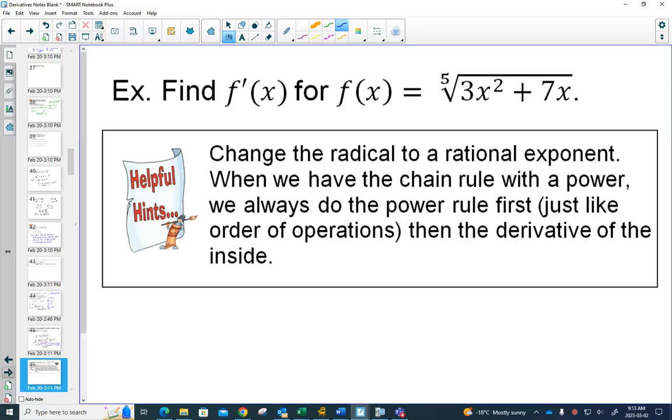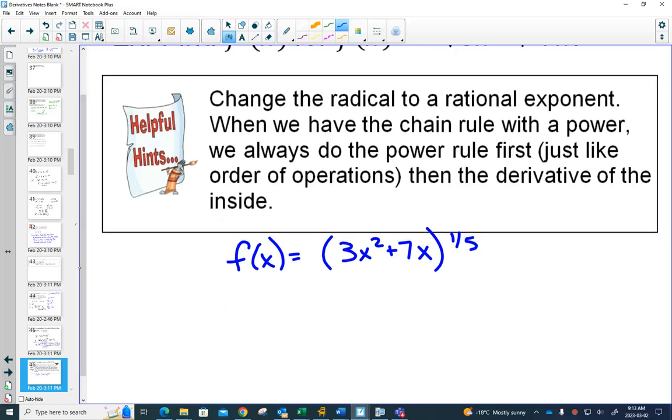Just like we did when we had our roots in a regular power rule, we're going to do the same thing with a chain rule. We're going to take the time to rewrite this as a 1/5. Then recognizing you have a function inside of another function, your 3x squared plus 7x is inside the 1/5.